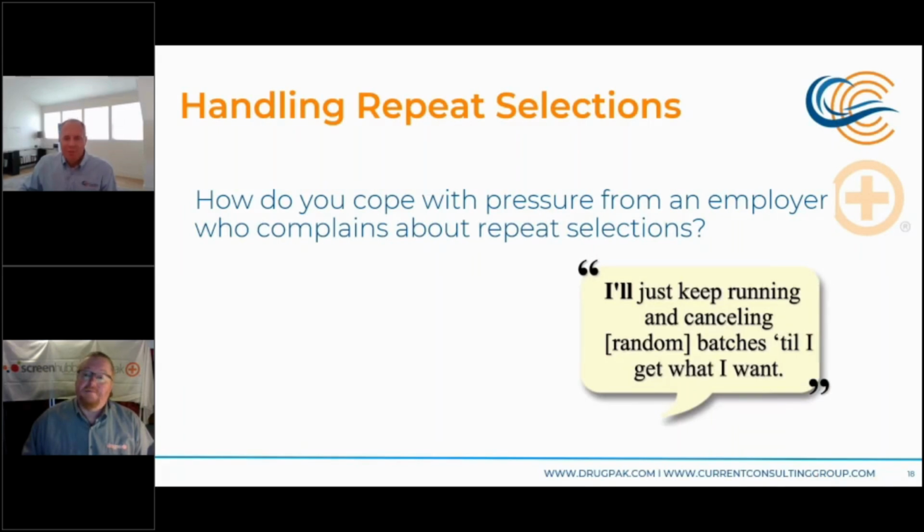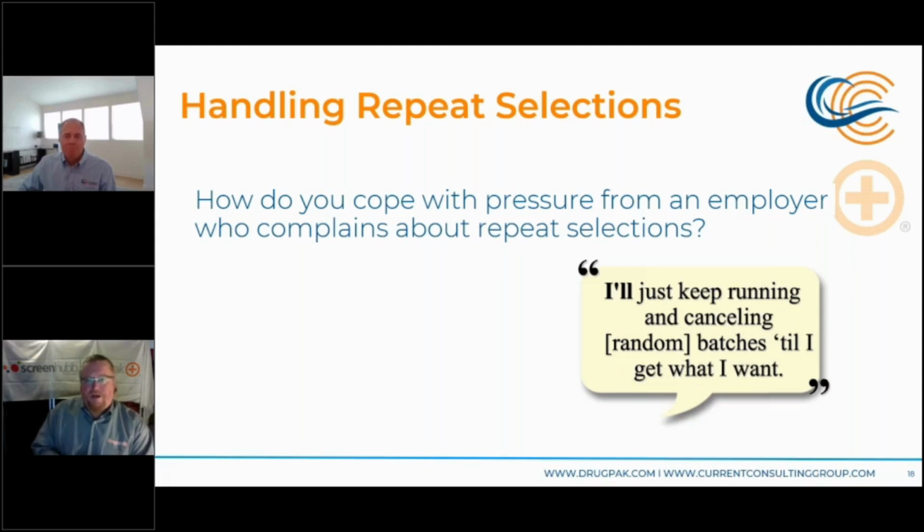All right, this one's fun also, handling repeat selections. We do get this concern a lot from employers, and this is a quote right from David's past there in the yellow: "I'll just keep running and canceling random batches until I get what I want." So when you hear this concern, David, what are some of the ways you can help the employer understand what they should be doing here?